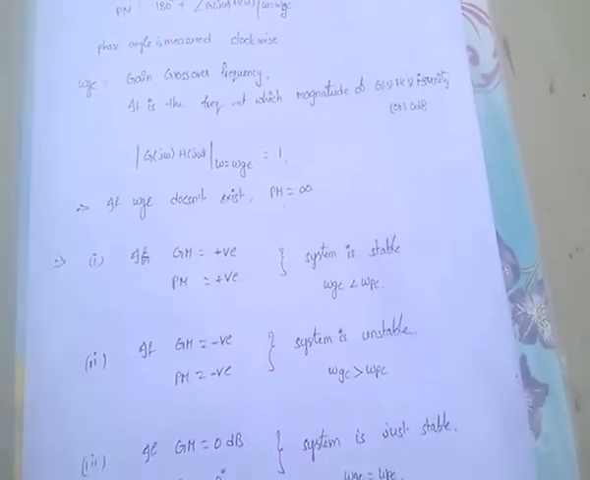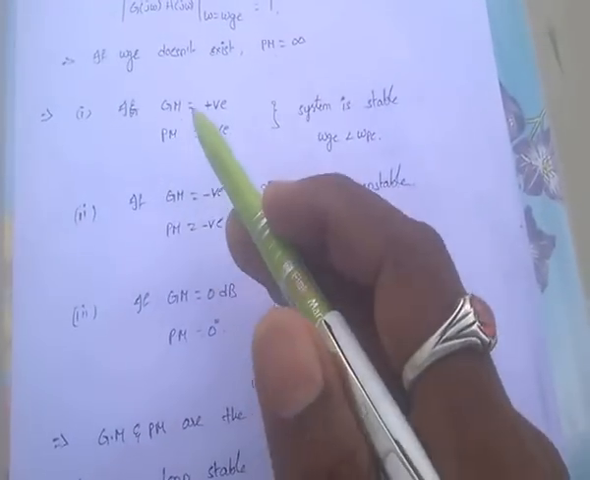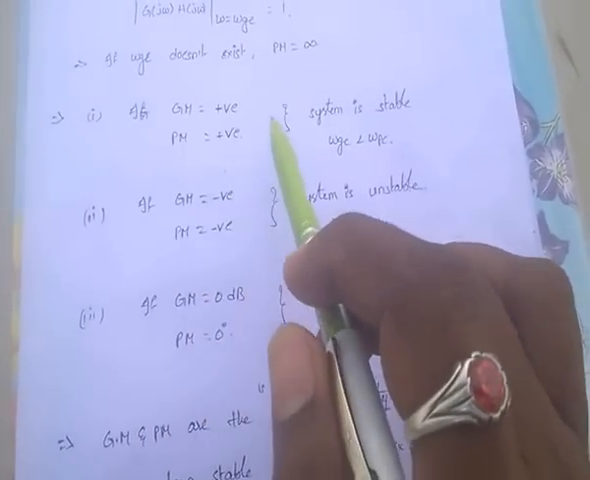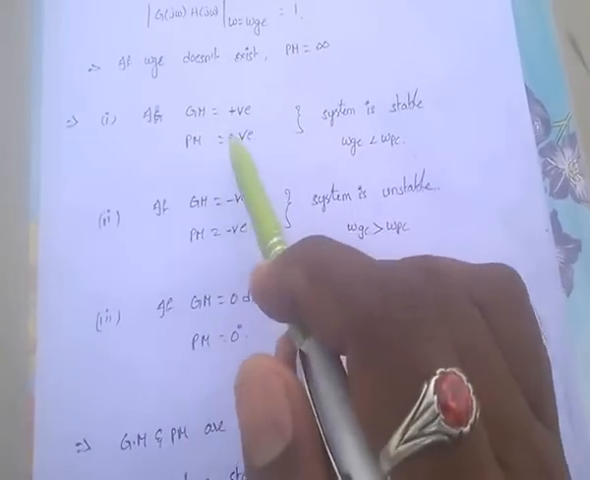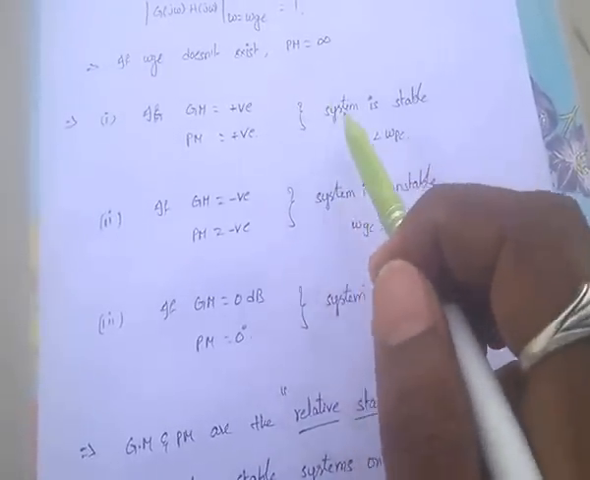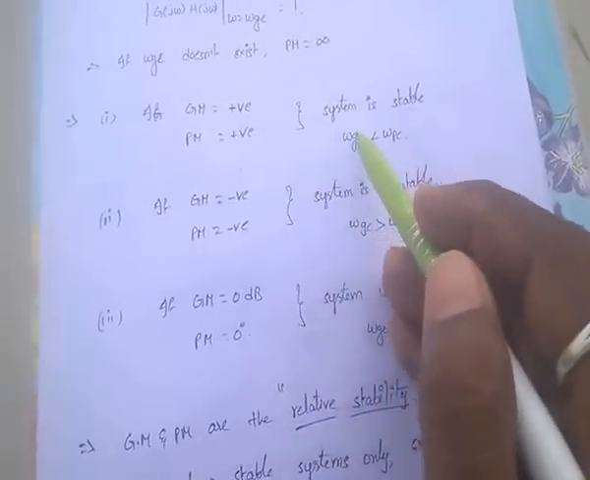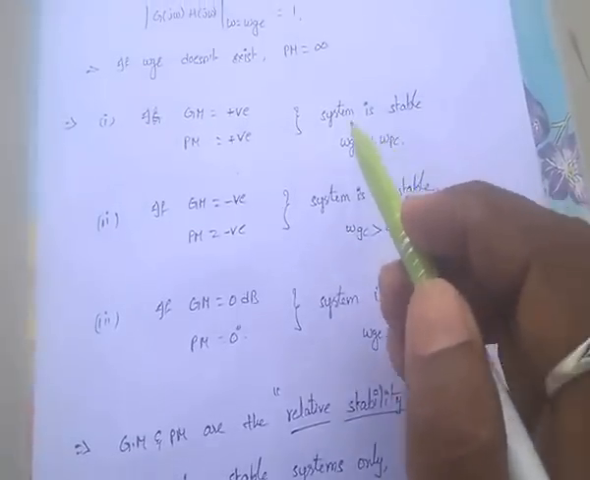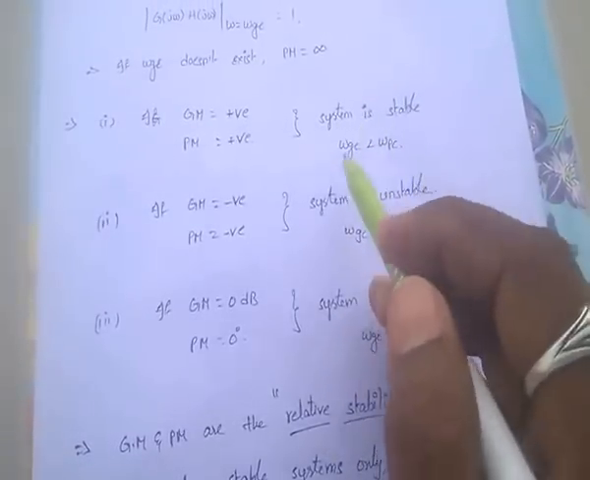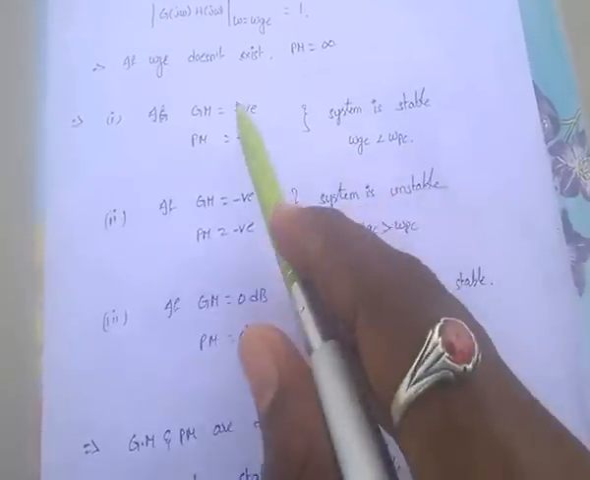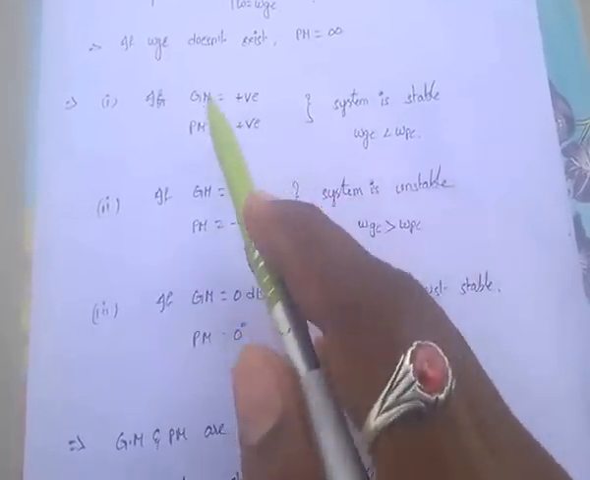One more very important thing: if gain margin and phase margin both are positive, the system is said to be stable. In this stable condition, omega gc is always less than omega pc. Very, very important. When the system is stable, omega gc is less than omega pc, and gain margin and phase margin are both positive.